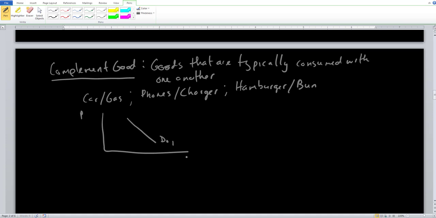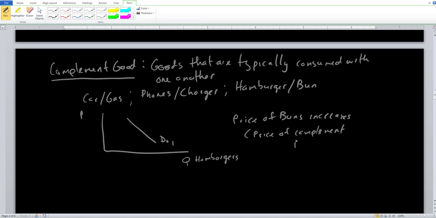So D0, quantity, and let's use this bun and hamburger example. We're taking a look at the market for hamburgers, and we want to see what happens to the demand for hamburgers when the price of buns increases. So once again, this is a specific example to this particular market. In general, we can say: if the price of a complement increases.